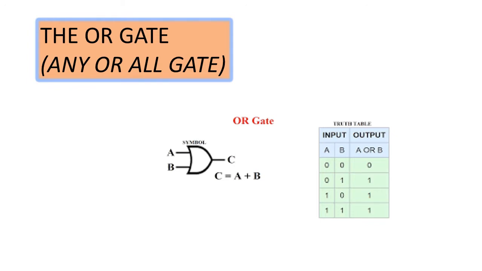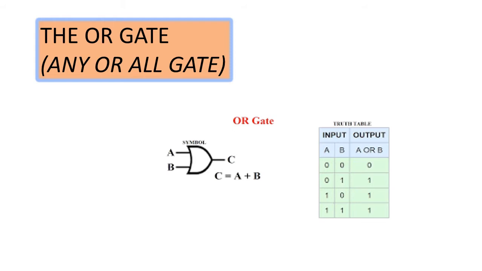Next is the OR gate. Like an AND gate, an OR gate may have two or more inputs but only one output. The output assumes the logic 1 state even if one of its inputs is in logic 1 state. Its output assumes the logic 0 state only when each of its inputs is in logic 0 state. An OR gate therefore may be defined as a device whose output is 1 even if one of its inputs is 1. Hence, an OR gate is called an any or all gate.